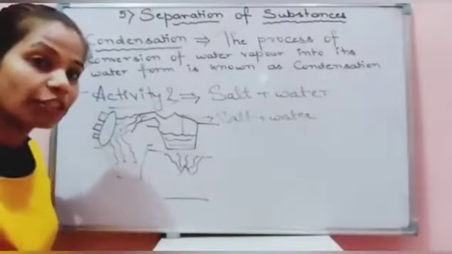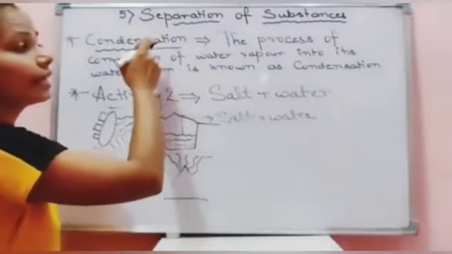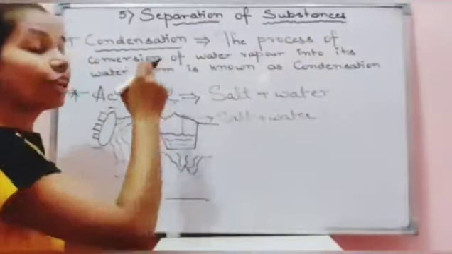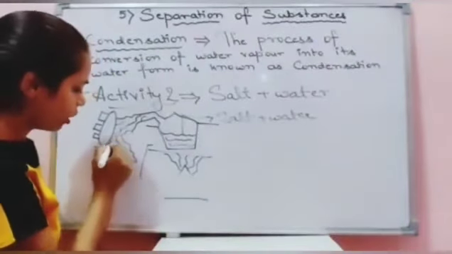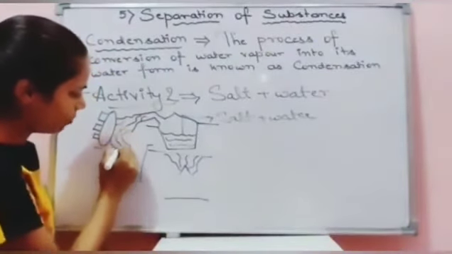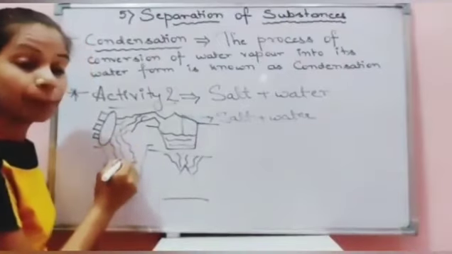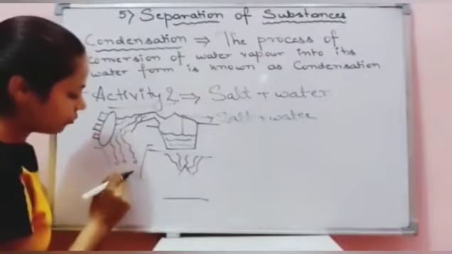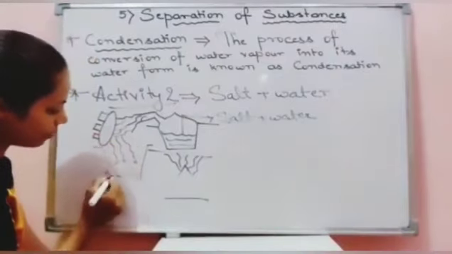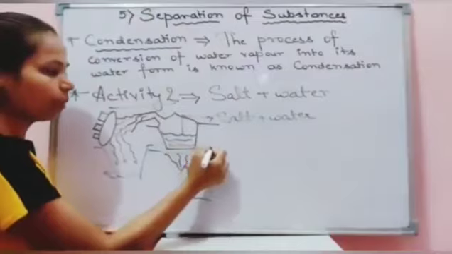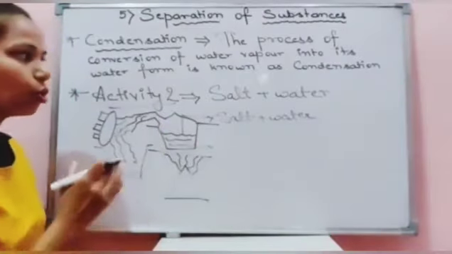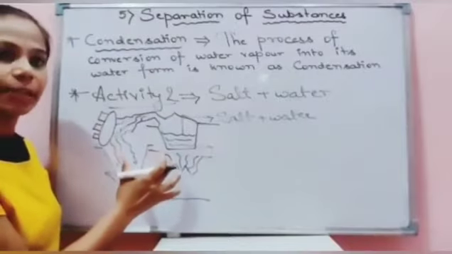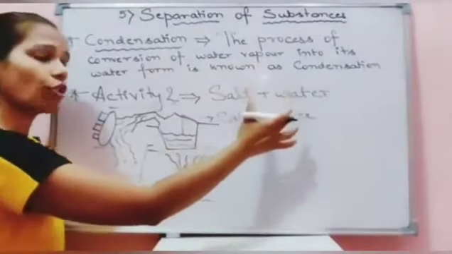What will happen after condensing? As we have studied, the water vapor will convert into its water form. Therefore, this water vapor will be converted into water and start falling into the container. Hence, we will get water here separately and salt will remain inside this container. So this is the process with the help of which we can separate salt and water.